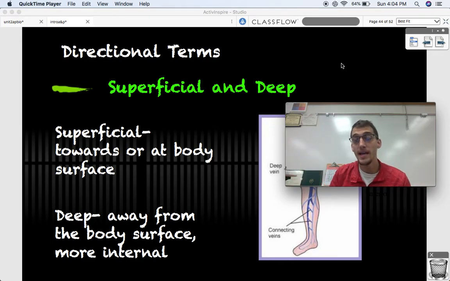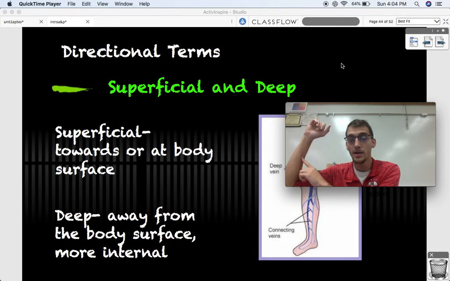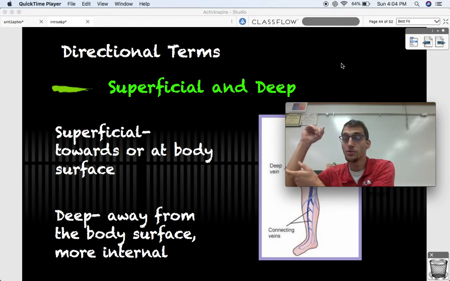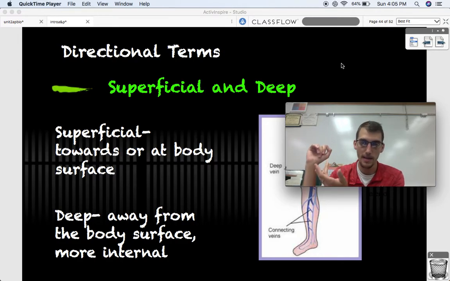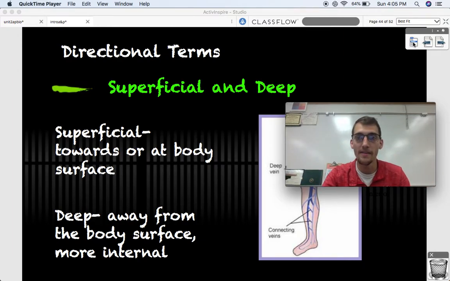If I'm talking about my skin relative to my muscles, say in my arm here, my skin is superficial to the muscles, and my muscles are superficial to the bone. Or I could also use the term deep. I could say my bones are deep to the muscles, and my muscles are deep to my skin. So superficial is more towards the surface. Deep is away from the surface.